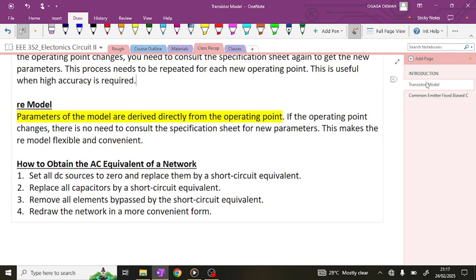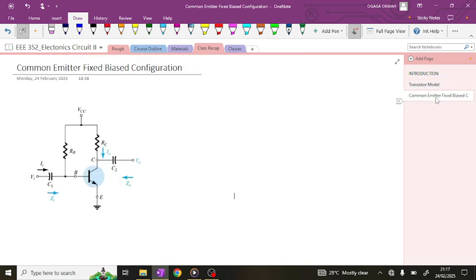That will be all for this video. In the next video we obtain the AC equivalent of a network, which is the model of a network. I'll see you in the next video.